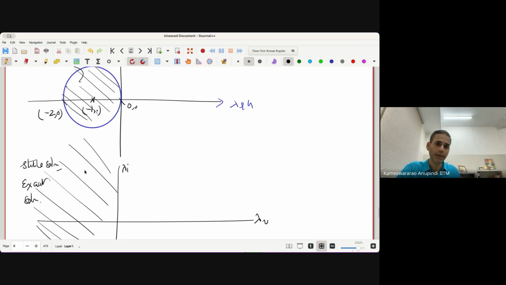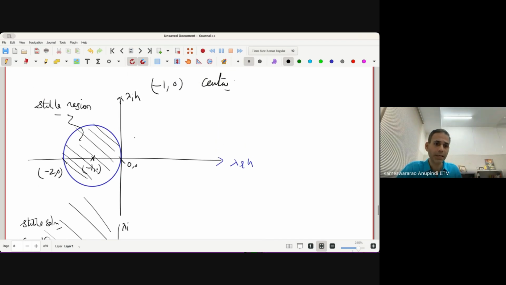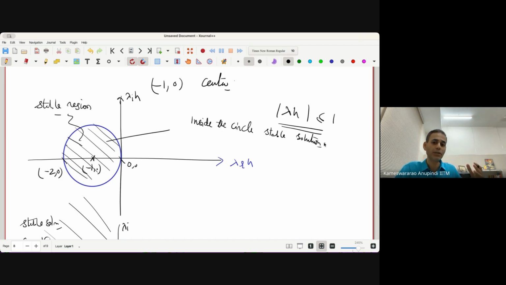But when you want to apply the explicit Euler method, you realize that you can only apply it if your lambda times h satisfies this condition, which means only if your lambda times h is inside this circle are you going to get a stable solution. That means your lambda is fixed by your problem, right? You are given dy by dt equals lambda y. So lambda is already fixed by the problem. Then what is the h you should take?